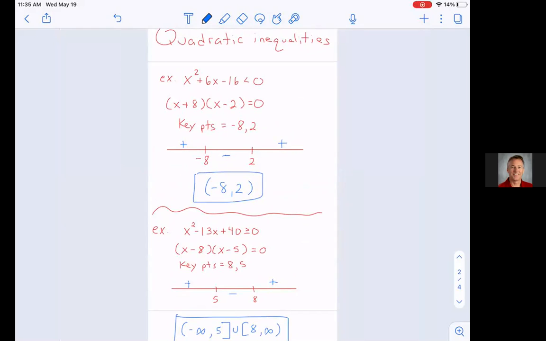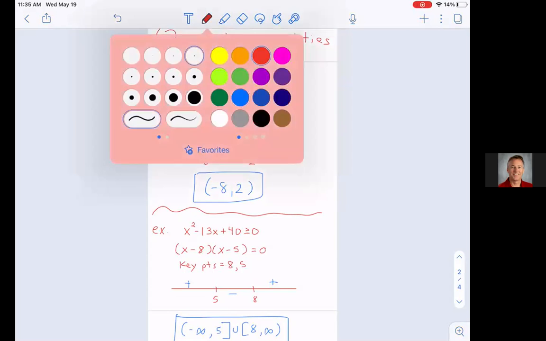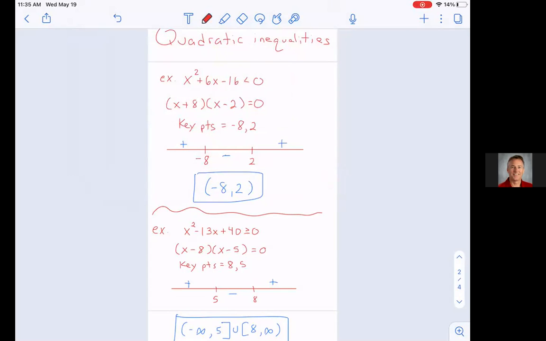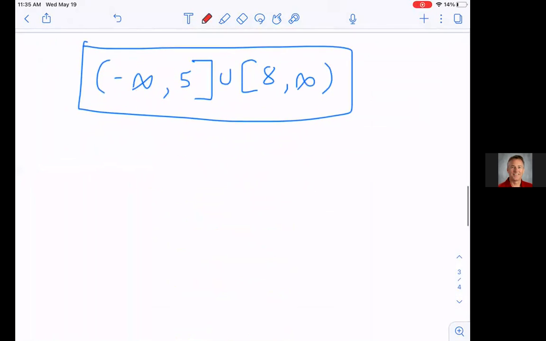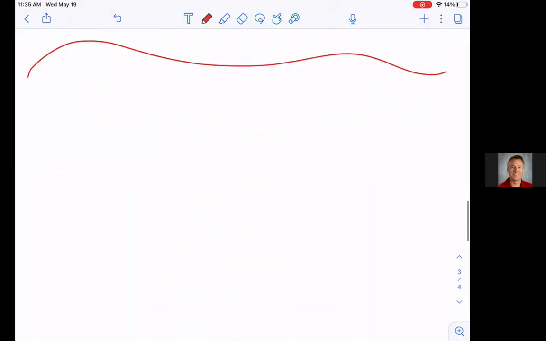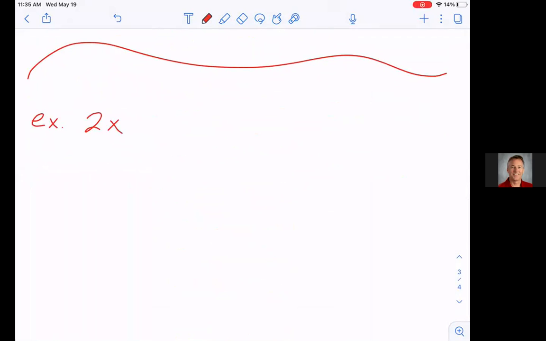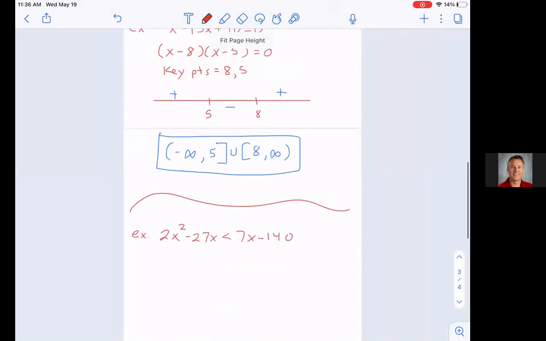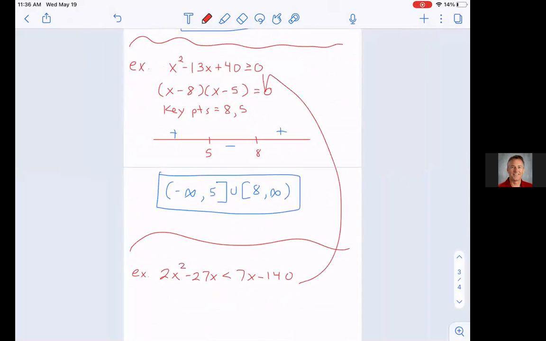All right, any questions on those guys? The only way these really get harder, and you don't even need to write this down, I'm just going to give you a quick example to show you where it would be a little more difficult. I might just whip through it kind of quickly. But if we had something like 2x squared minus 27x is less than 7x minus 140. Well, the only difference between that and this is that it doesn't have 0 on one side.